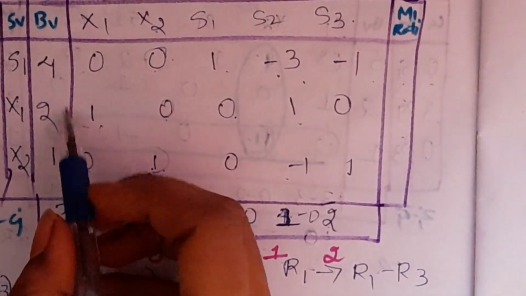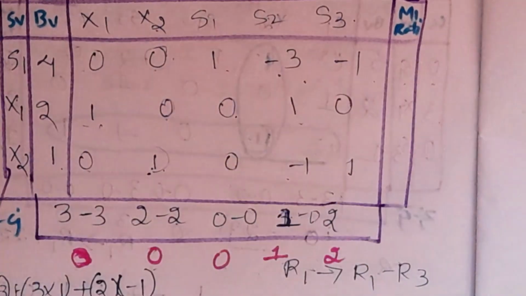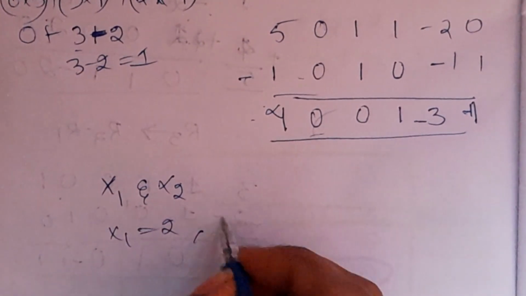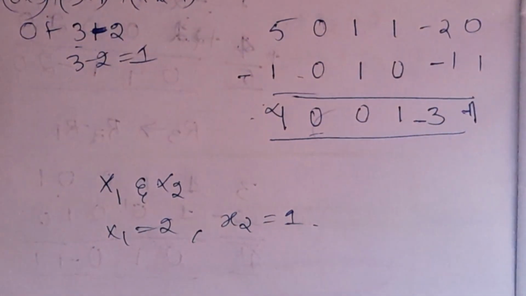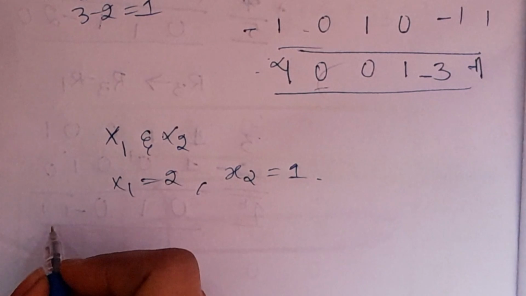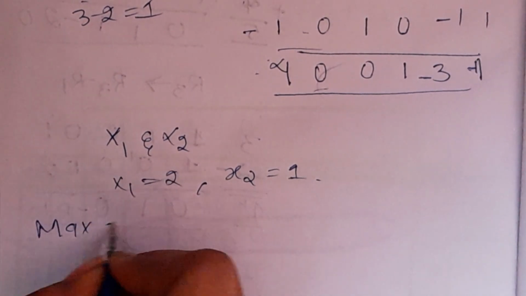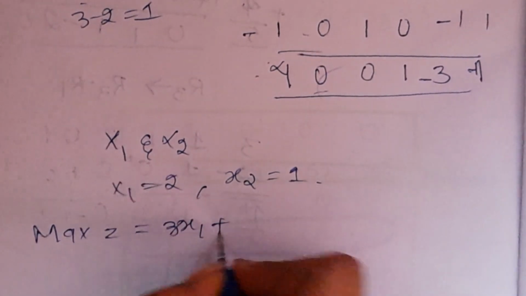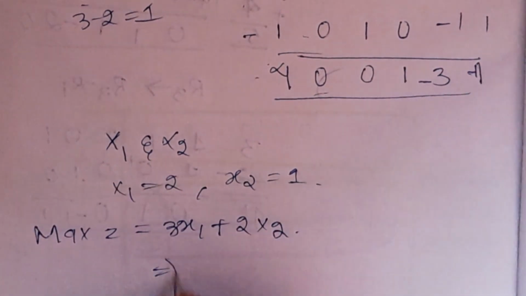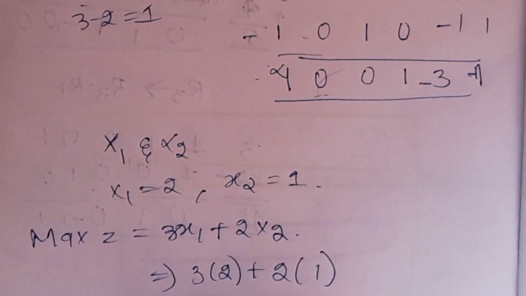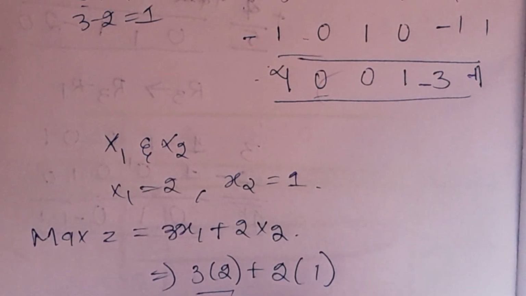From here we have to take the x1 and x2 values. The x1 value is 2, the x2 value is 1. After getting the x1 and x2 values, we have to substitute them into the objective function. Max z is equal to 3x1 plus 2x2. So 3 into 2 plus 2 into 1. We will get 6 plus 2 equal to 8.